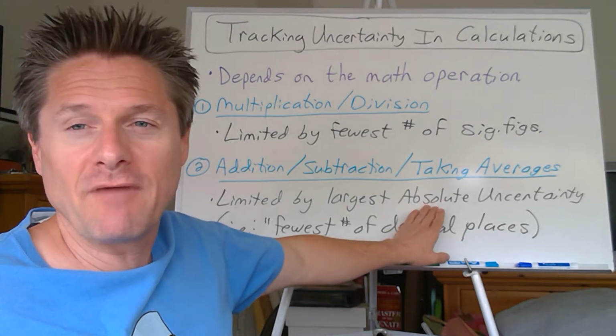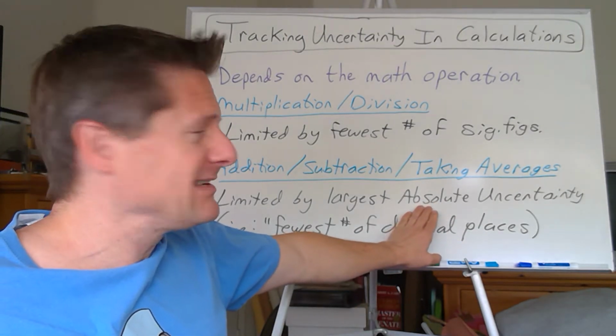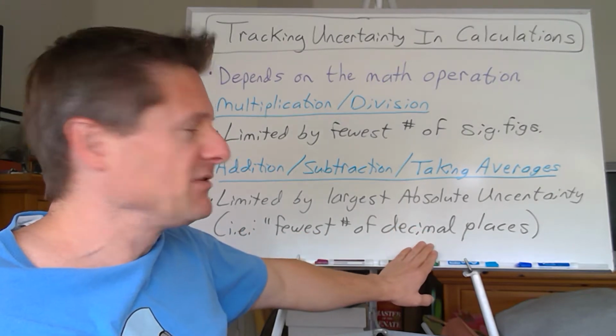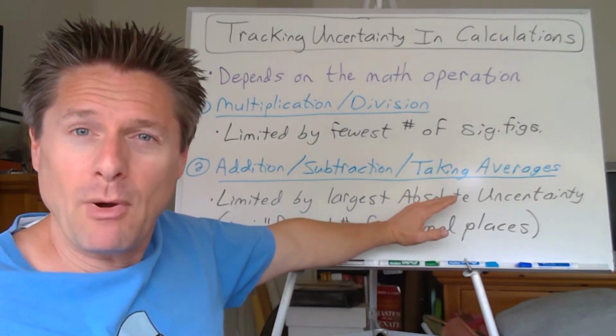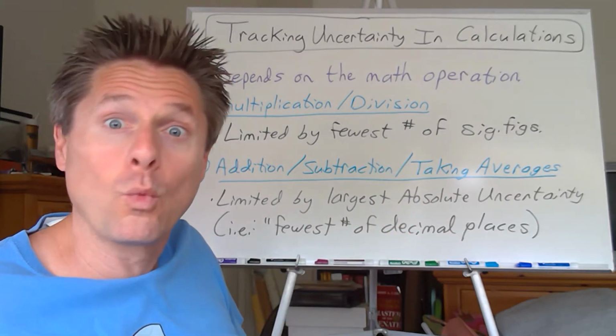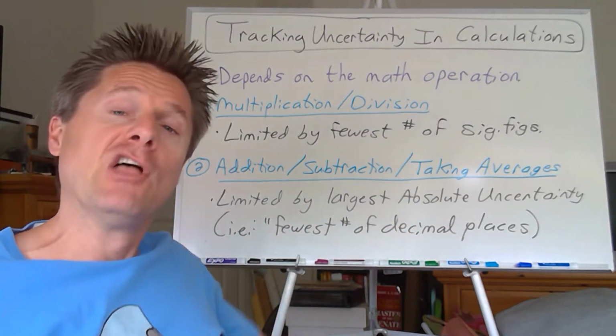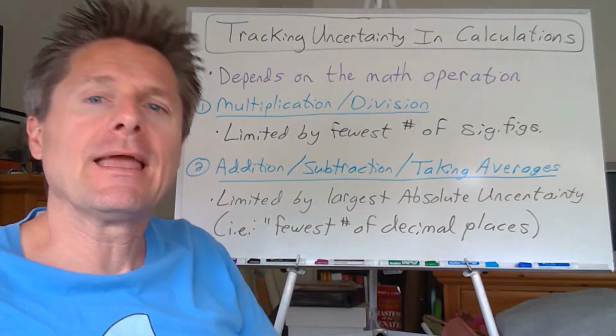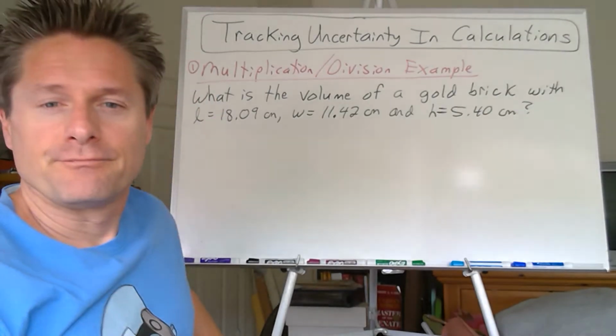And most students want to vomit when I say that. All right? But if you really start thinking that way, fewest number of decimal places really is part of that. They're kind of one and the same thing, but going by largest absolute uncertainty works for every number you run into. So let's do a couple examples and apply these rules.